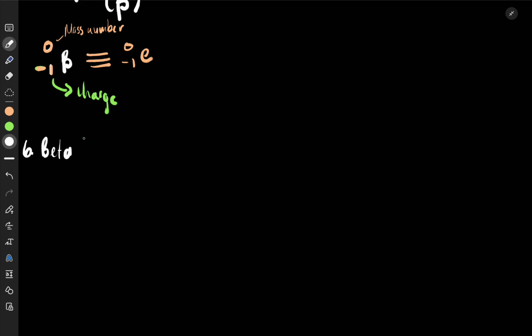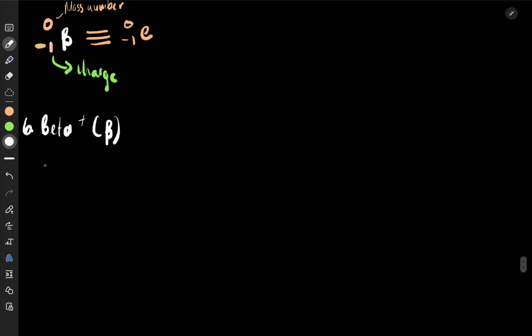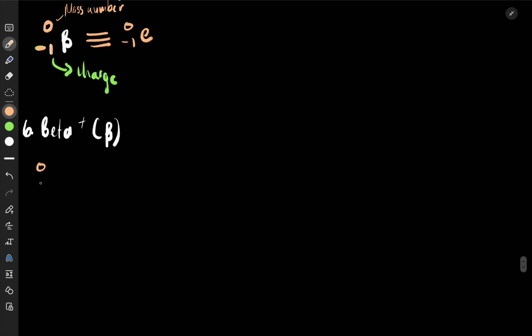Beta plus. We can put it as a beta plus, which is just beta like this. And when you look at it, it is 0, 1. Then you put beta, which is sometimes written as 0, 1 electron. This is how you write it.